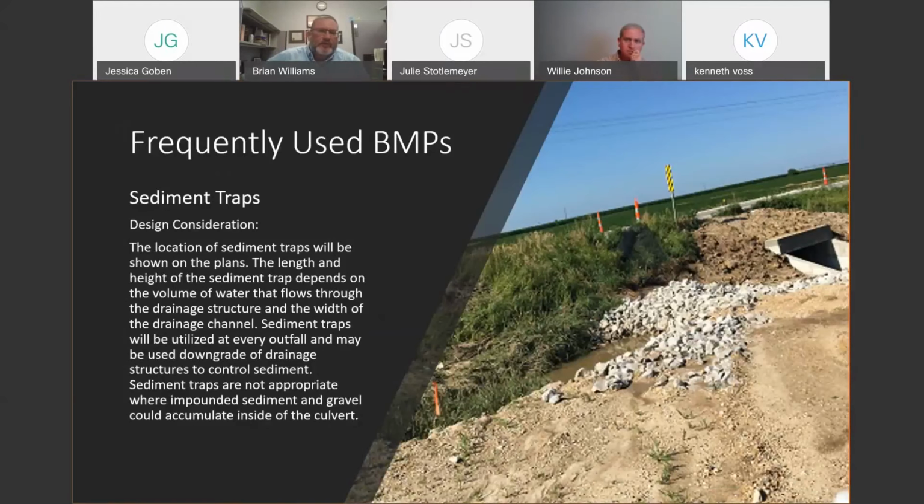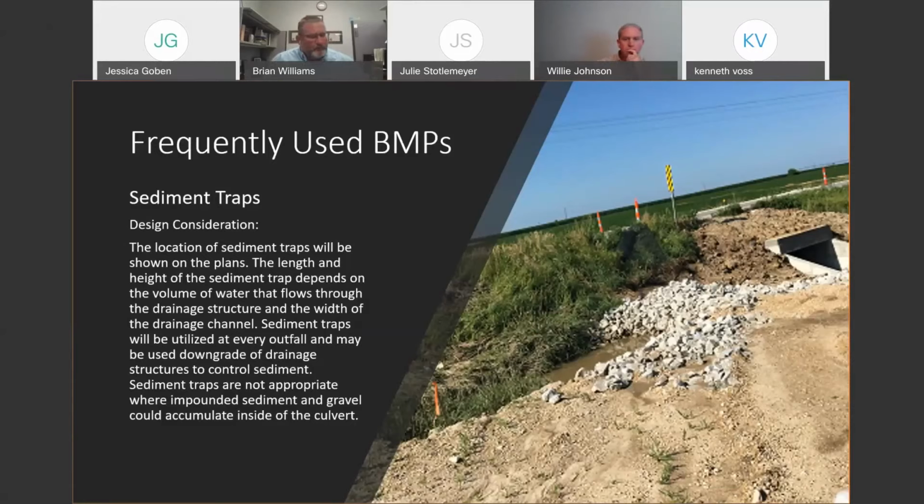Sediment traps. Sediment traps should be used on every job. I know that sediment traps came into our standards back in 2009, because the permit required at that time that water pass through a suitable sediment impoundment, either a sediment basin or sediment trap. And that's why they came into our standards at that time.